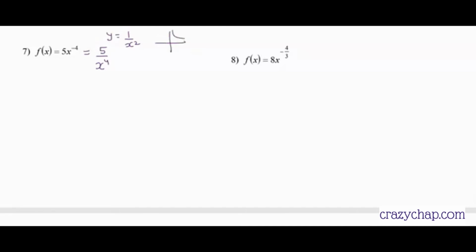Similarly, the nature of the graph y equals 1 over x to the power 4 is very similar. Yes, the two graphs will differ, but the behavior would be the same. Why did I draw this kind of graph?